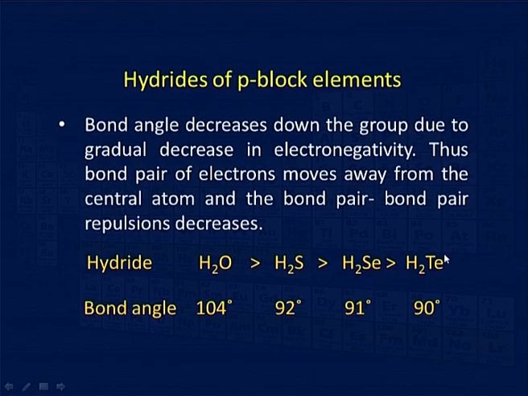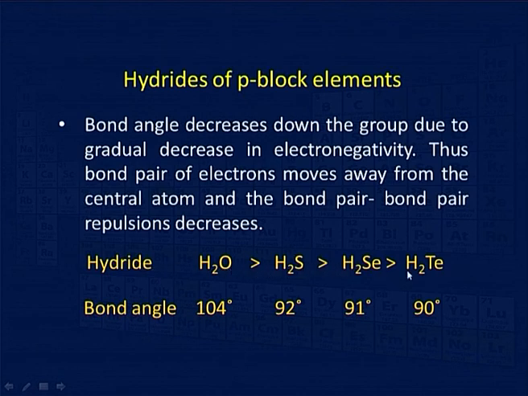Bond angle decreases down the group due to a gradual decrease in the value of electronegativity, which is a periodic property: going down the group, electronegativity decreases. Thus, the bond pair of electrons moves away from the central atom and the bond pair repulsion decreases. This is according to the valence shell electron pair repulsion theory, where the maximum repulsion is between lone pairs, average repulsion is between a lone pair and a bond pair, and very little repulsion is seen between a bond pair and a bond pair. This is how the angle decreases. The bond angle decreases from 104 degrees to 90 degrees for the hydrides of oxygen, sulfur, selenium and tellurium.